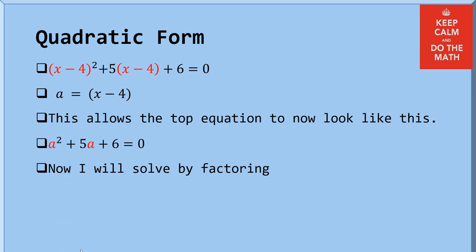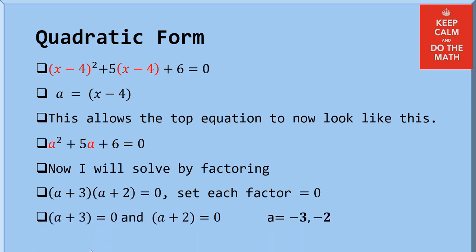Now, written like this, a squared plus 5a plus 6 equals 0, I can solve this one, and this particular one I can do with factoring. So I've factored into a plus 3 times a plus 2 equals 0, and I'm going to set each factor to 0 because this is how you solve a quadratic. So with a plus 3 equals 0 and a plus 2 equals 0, my a is equal to negative 3 and negative 2. But in the original equation, I was solving for x.